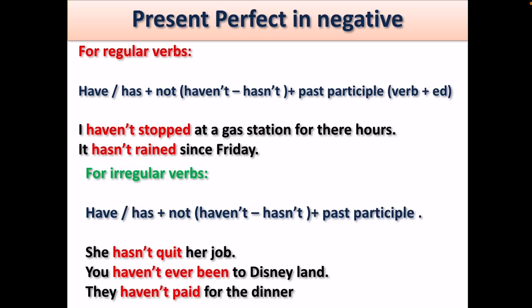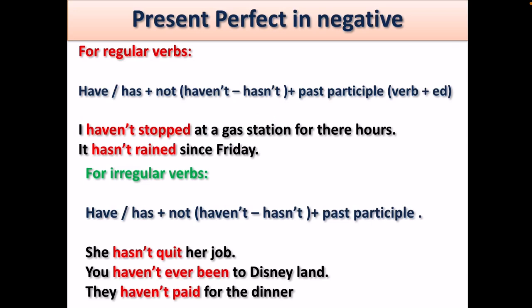As you can see here, we add not to the have, then we change it to the negative. It hasn't rained since Friday. These are the regular verbs. For the irregular verbs, the same thing, only add not to the have or has.